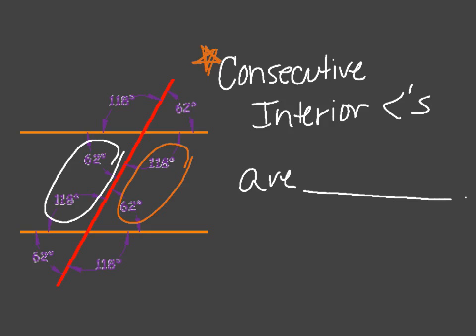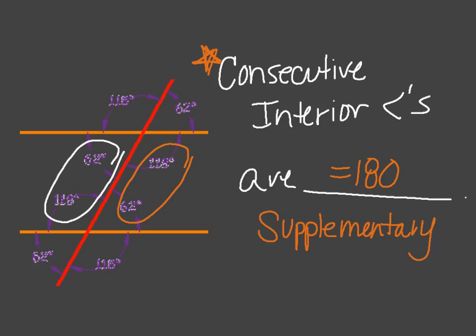Consecutive interiors, you'll notice, are equal to 180. And if you forgot another word for equal to 180, that means supplementary. So consecutive interior angles are equal to 180, which is the same thing as being supplementary. If you were to add these two together, they should equal 180 degrees.